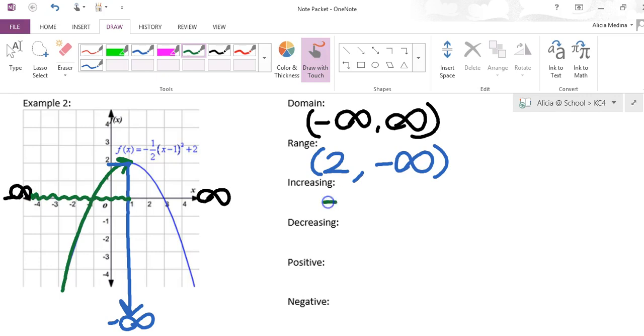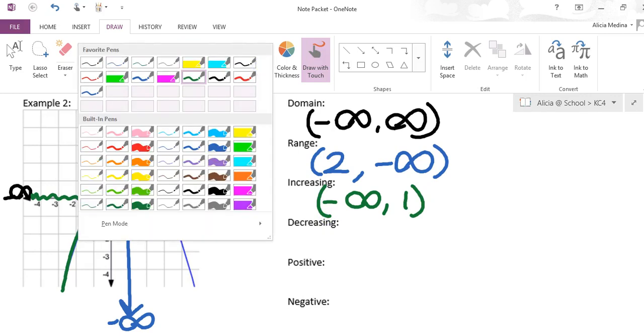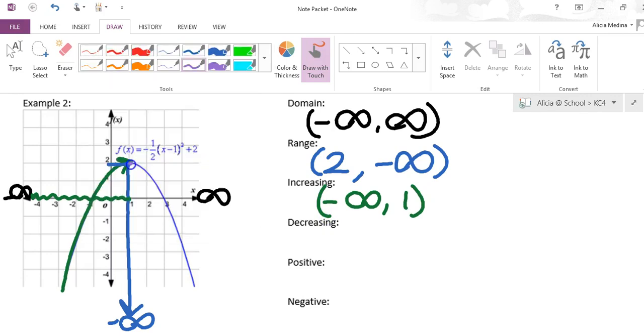So starting from the left, from negative infinity until x equals 1, my graph is going up. Where does the graph go down? Well, the graph all of a sudden switches at this vertex and now it's going downward, which means between these x values, my graph is decreasing. So from 1, starting on the left, going all the way to the right, positive infinity.